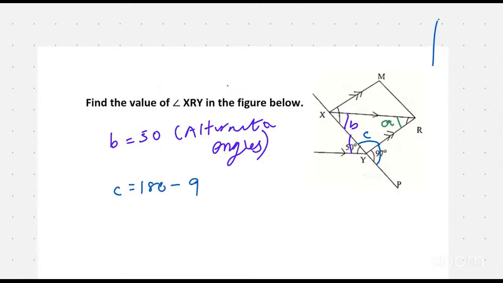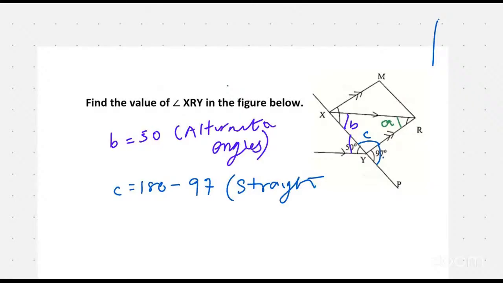180 minus 97, that's the straight angles. There's another way we could solve it. We could use the exterior angle of a triangle. I just need to say 97 is equal to B plus A. That's even faster.